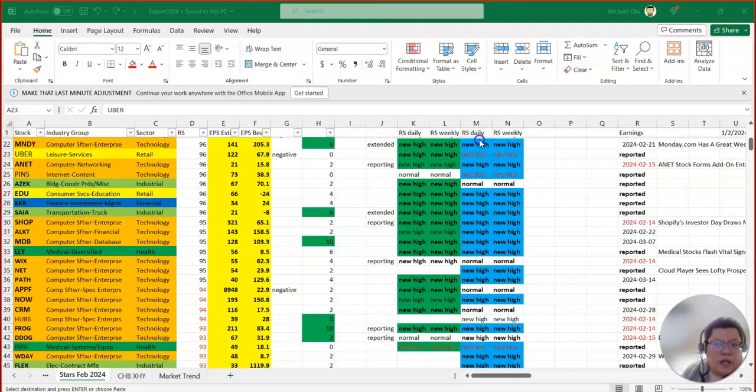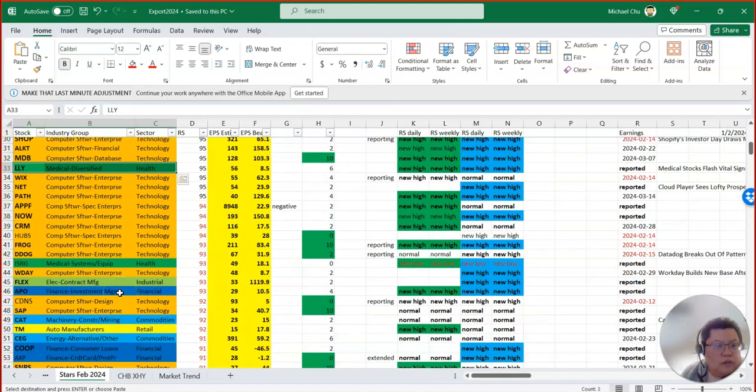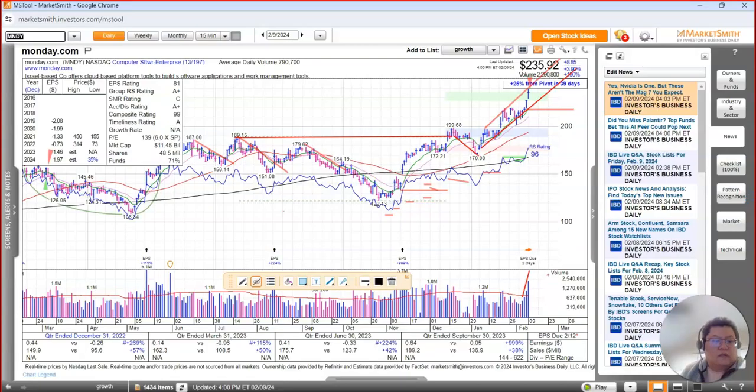There's lots of new highs. Pretty much all the stocks I've shown you so far had new high relative strength on Friday. We already talked about ANET. Uber and Pins, a little bit disappointing. AZAC is normal. EDU starting to run. KKR on the investment side. SAIA, Shopify, ALKT, MDB is doing well. Lily doing well. Yeah, we can look at Lily.